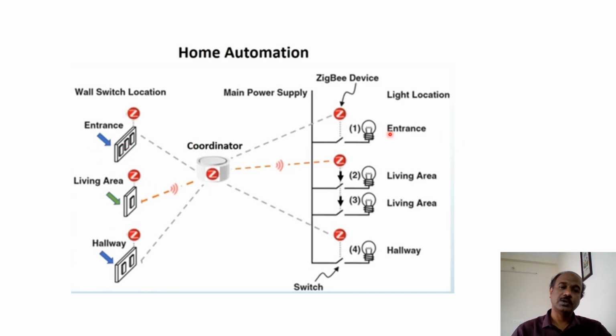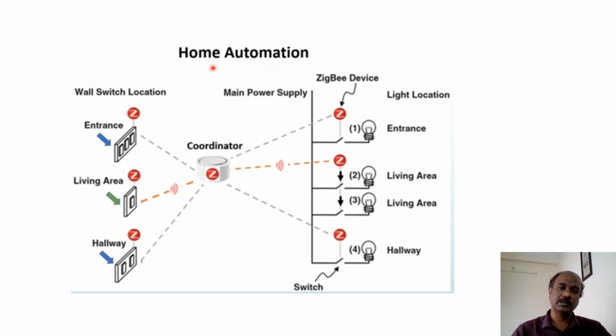So whenever I want to switch on any of the lights here, I will press this button. When I press this button, this ZigBee enabled switch will send a wireless signal to the ZigBee coordinator. This in turn will send a signal to this ZigBee enabled switch, which is connected here, so this light will turn on. So the signal is sent to this switch through the ZigBee coordinator. This bulb will have a ZigBee enabled switch here. This is how the signal transmission takes place in a ZigBee enabled home automation system.